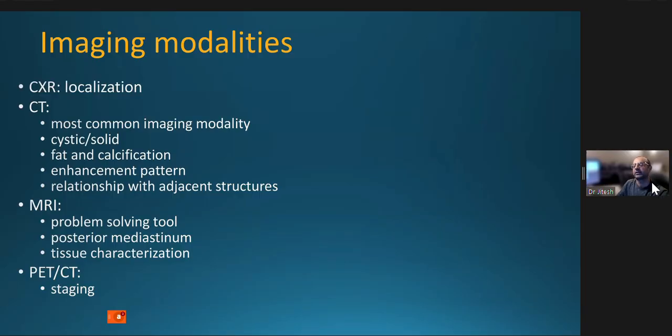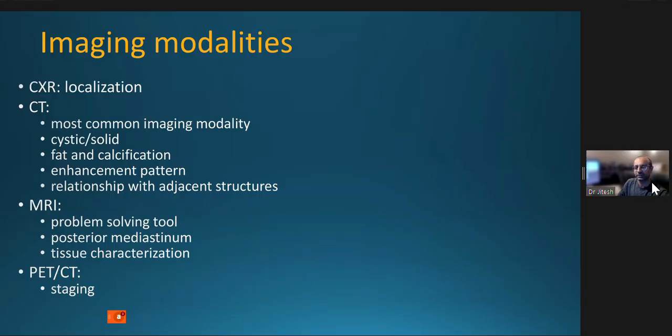And it is helpful for the localized staging of these tumors to help know the relationship with the adjacent structures. So MRI is used mostly as a problem-solving tool, specifically in the prevascular and visceral spaces, when it is difficult for us to differentiate between the cystic and solid masses based on CT. If the mass has high attenuation value, then we need to know: is it cystic or solid?